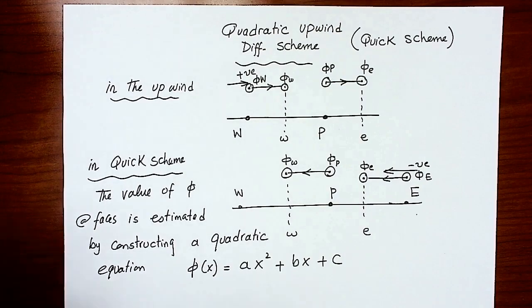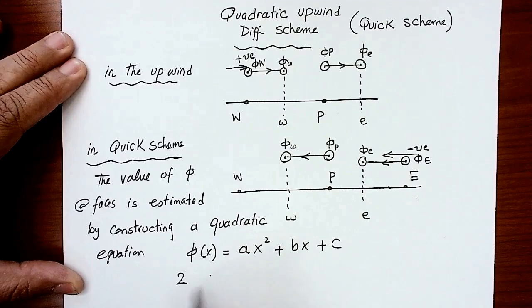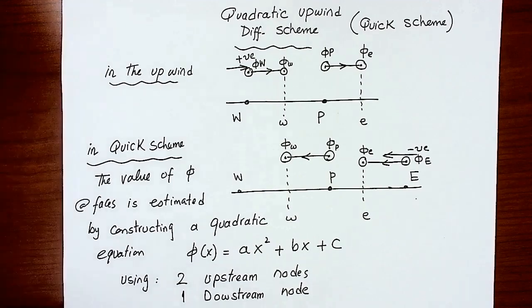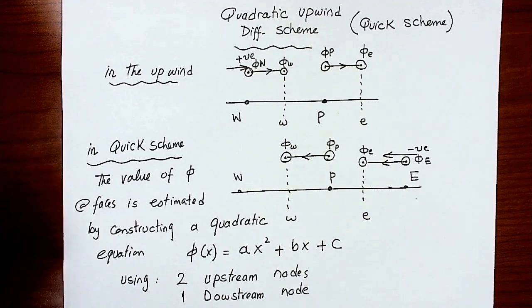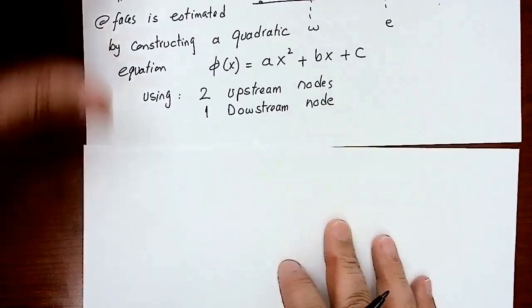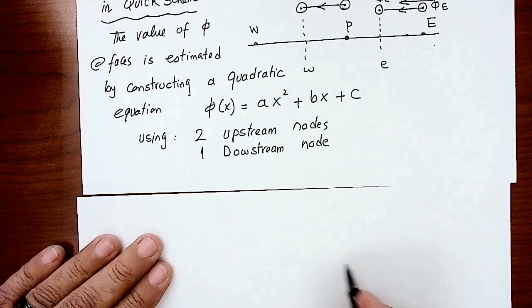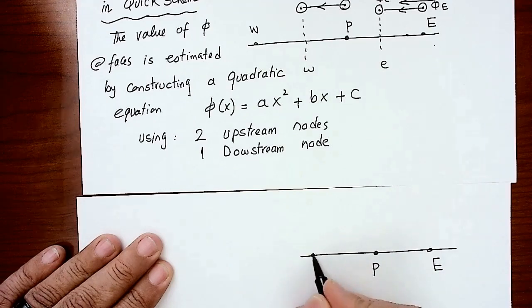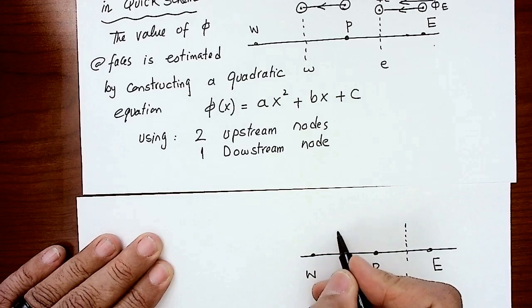And in this case, we will use two upstream nodes and one downstream node. So this will give me three points, so I can construct that quadratic equation. Let's approximate that in a schematic here. That's P, that's east, that's west. We're looking for the approximation on the face, that's phi east, and that's phi west.